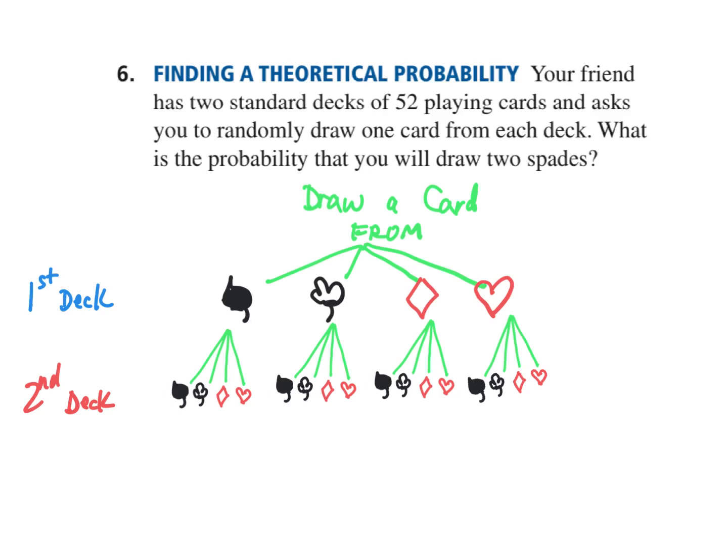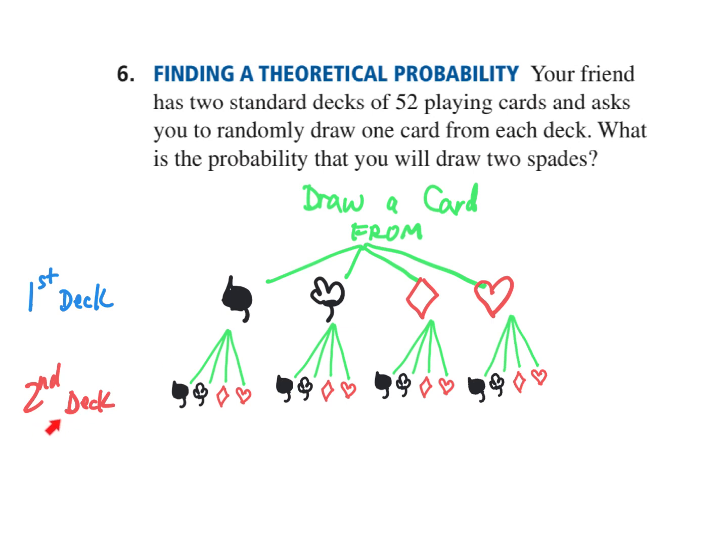In section 1, we learned about the tree diagram. That's how you handle this problem. In the first deck, a fourth of the deck is spades, a fourth is clubs, a fourth is diamonds, a fourth is hearts. So when you draw a card, it's going to be one of those four with equal likelihoods.